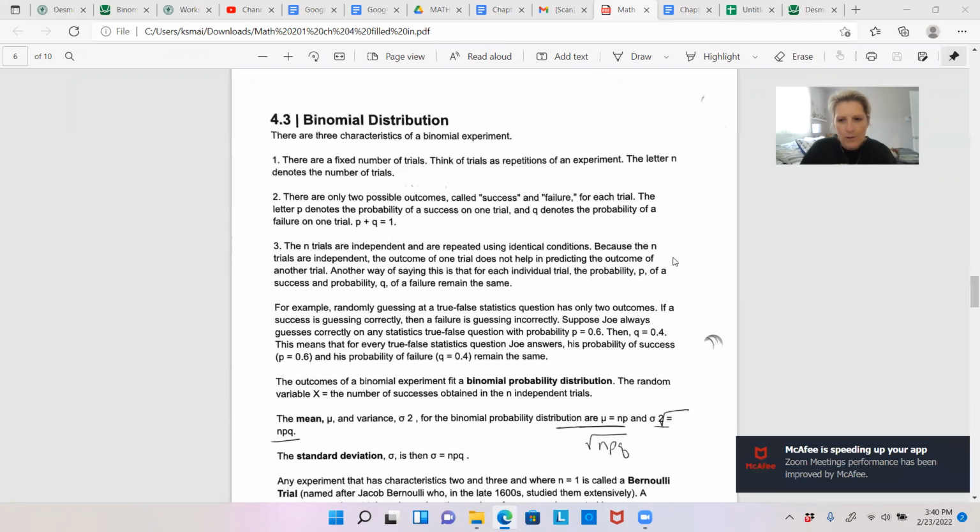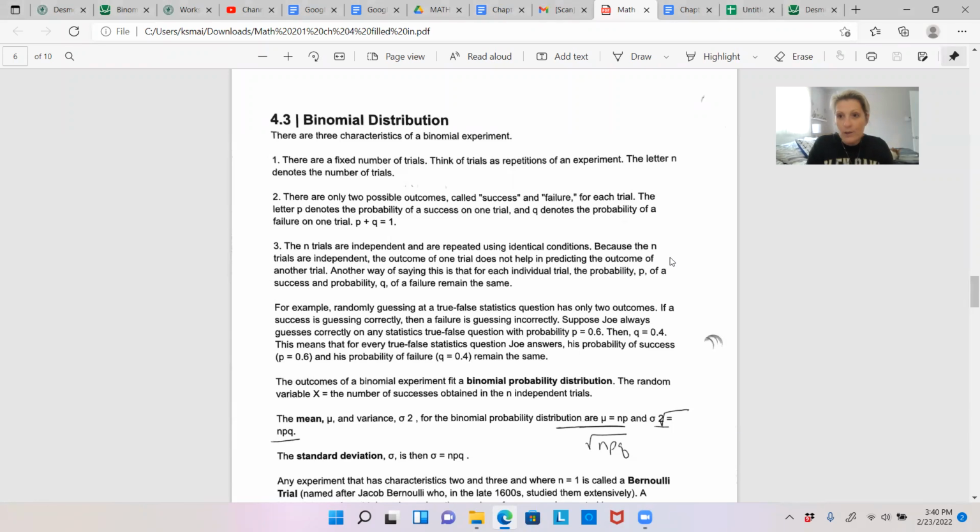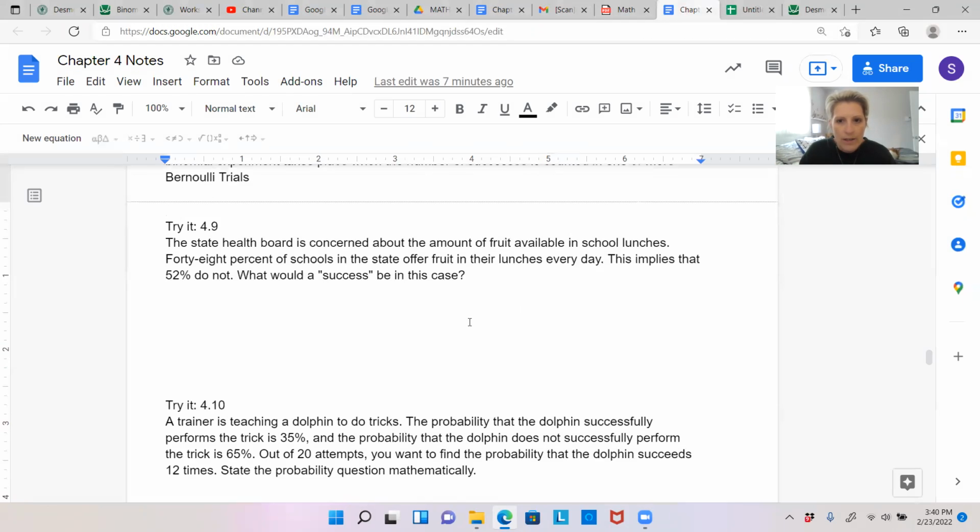Hello, welcome to 4.3. In lessons 4.1 and 4.2, we learned about discrete probability distributions. In 4.3, we're going to talk about a particular discrete probability distribution called the binomial distribution. And for the binomial distribution, there are four things we're looking for.